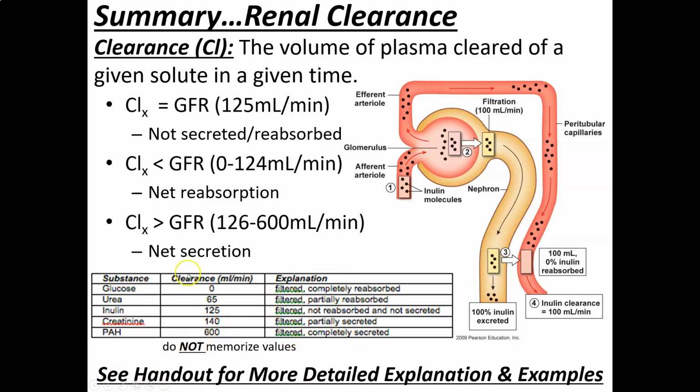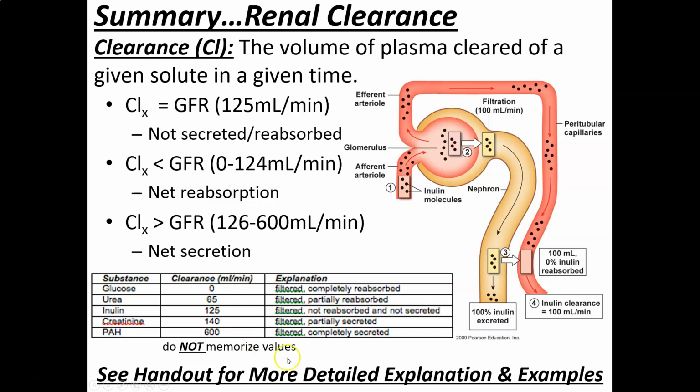So if it's filtered, not secreted, not reabsorbed, the clearance would be equal to GFR, would be equal to 125 mils per minute, and then we could use the clearance of that substance to actually measure GFR clinically. Right? If it's less than GFR, we have net reabsorption, and if it's greater than GFR, we have net secretion.